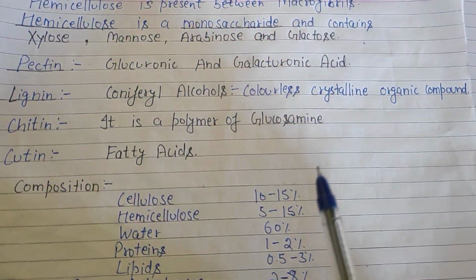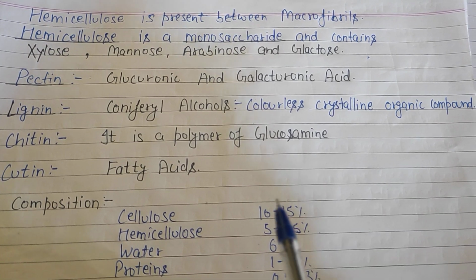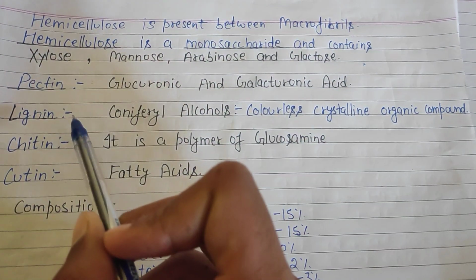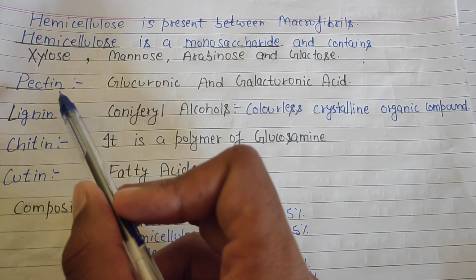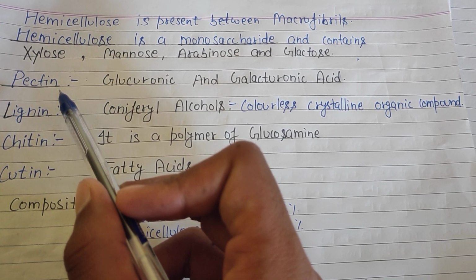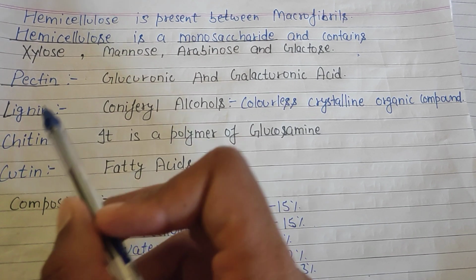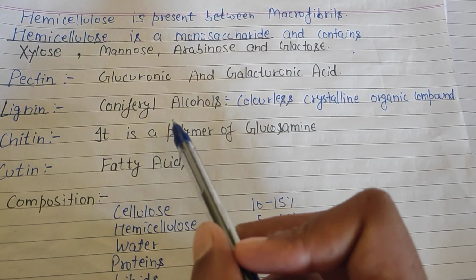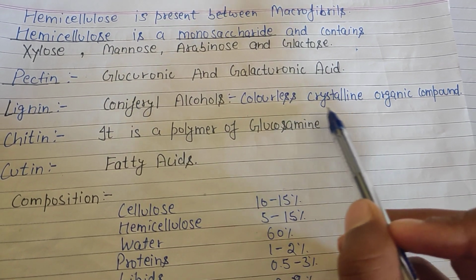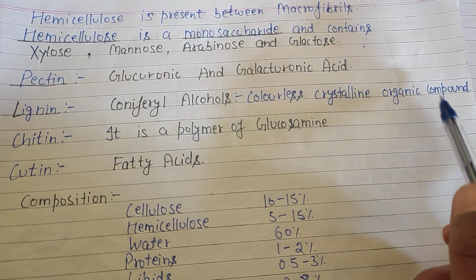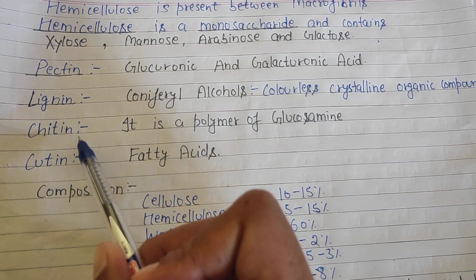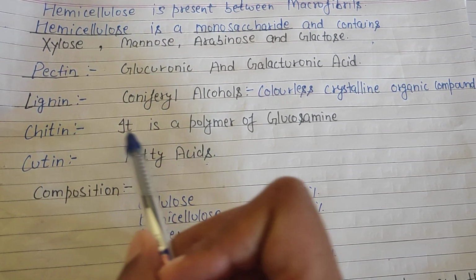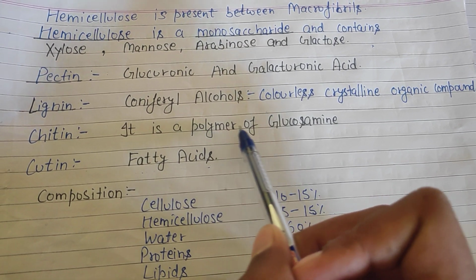Hemicellulose is actually a monosaccharide, and it contains xylose, mannose, arabinose, and galactose. Then we have the pectin substances in the cell wall, which consist of glucuronic acid and galacturonic acid. Then we have lignin. Lignins are coniferyl alcohols, which are colorless and crystalline organic substances. Then we have cutin, which is composed of fatty acids. Then chitin is there. Chitin is a polymer of glucosamine.